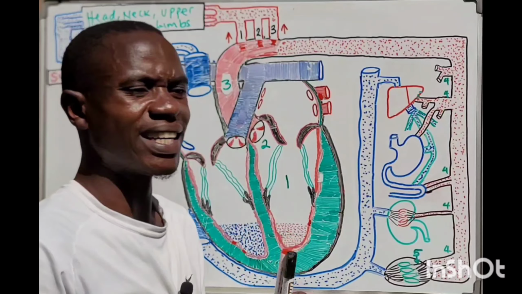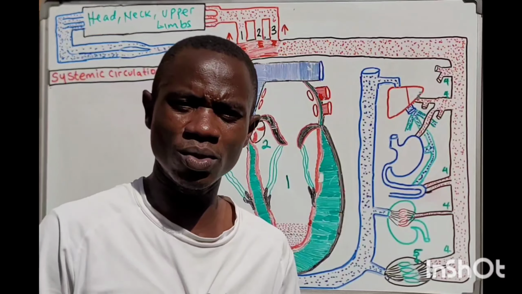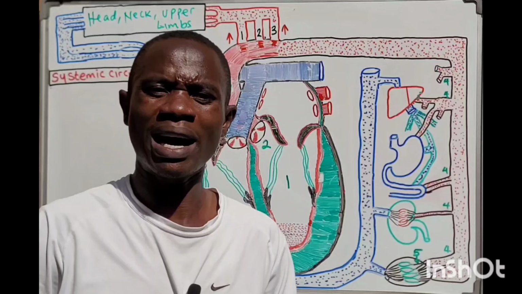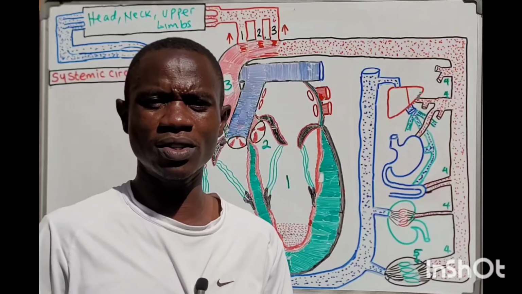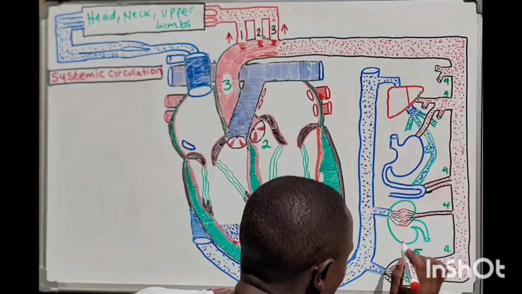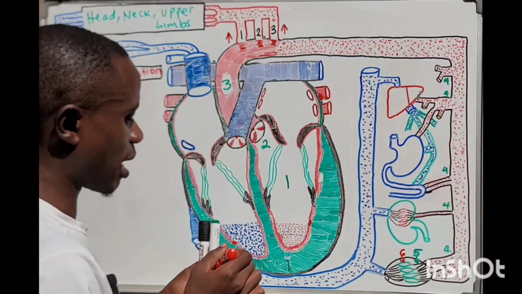Okay, and then from the arterioles, we are going to be having the exchange vessels, the smallest vessels, which we call the capillaries. These are the exchange vessels allowing the passage of nutrients, oxygen, and also wastes. So now these ones here are going to be our step number 6. These ones here are the capillaries.